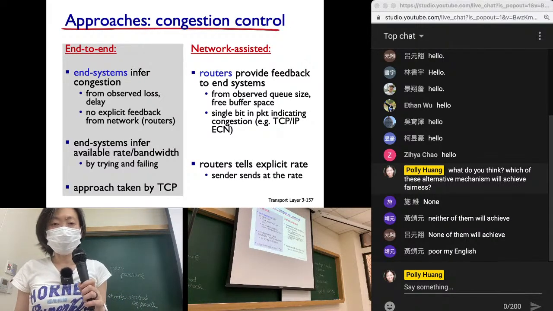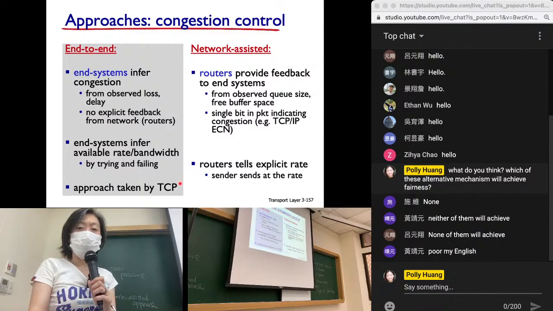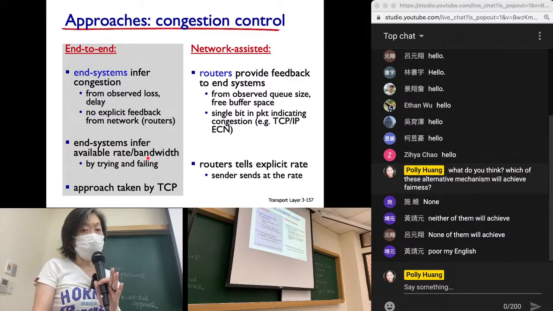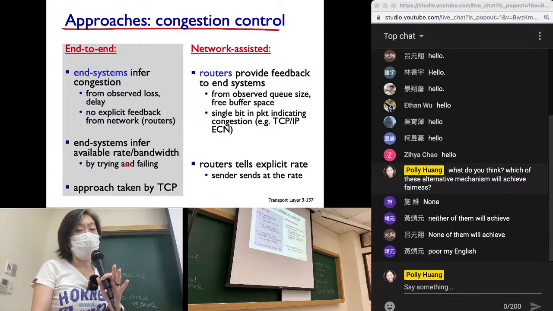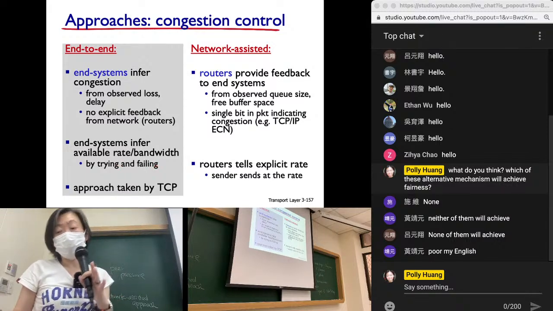Now, finally, we're done with TCP, which is this part on the left, taking the end-to-end approach to handle congestion. So we'll be guessing whether there's a congestion at the end. We'll be guessing also what is a good sending rate. And that's done by trying and failing, increasing window size, and decreasing window size in case we fail sending, having packet drops.